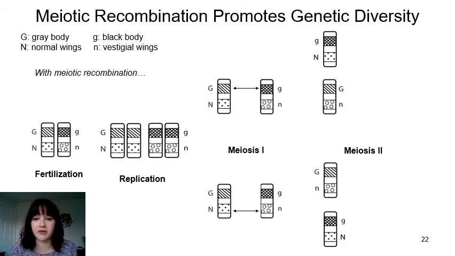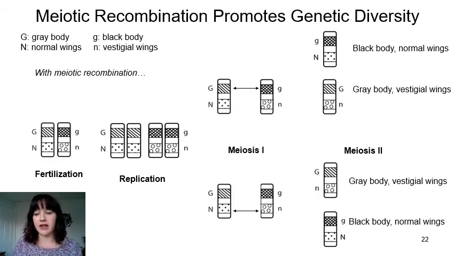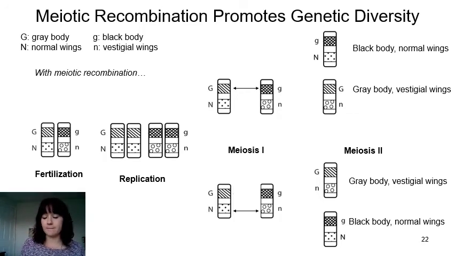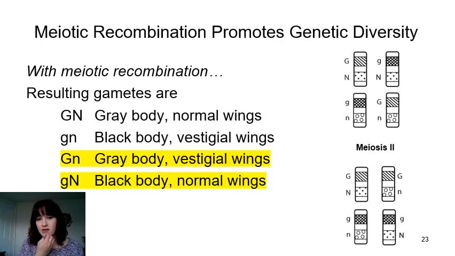And what that is going to do is now that's allowing these new combinations, right? So now you can have gametes that are going to contribute black body and normal wings and gray body and vestigial wings, right? So again, because of meiotic recombination, we can have additional variety of genes in the gametes that are passed down, such as gray body and vestigial wings or black body and normal wings. Okay.